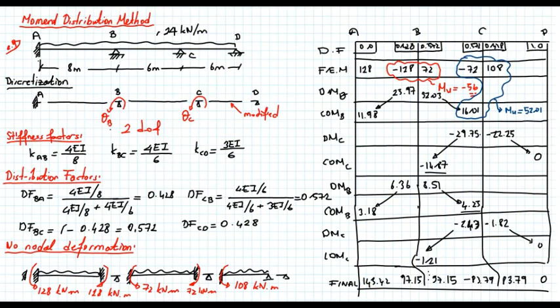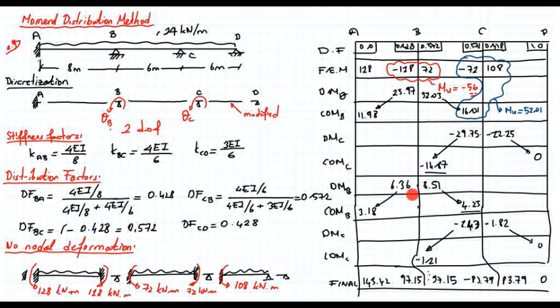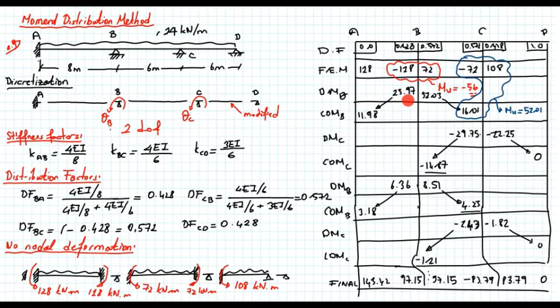Let's take a look at this moment now, moment BA, minus 128 due to the fixed end moment, no rotation at B. We allow rotation at B, now we see 23.97. Again, there's an unbalanced moment, a carryover due to the rotation at C. We allow node B rotate further, and we obtain another moment, 6.36. We add this one, that one, and this moment, we obtain 97. So for all the cases, we add these numbers and obtain the final moments.